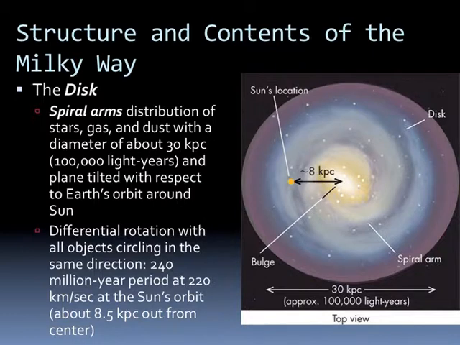So, looking at the structure of the Milky Way, the first thing I want to talk about is the disk. Spiral arm distribution of stars, gas, and dust within a diameter of about 100,000 light years, and a plane tilted with respect to the Earth's orbit around the Sun. Differential rotation with all objects circling in the same direction. A 240 million year period at 220 kilometers per second at the Sun's orbit, which is about 8.5 kiloparsecs away from the center of the galaxy.